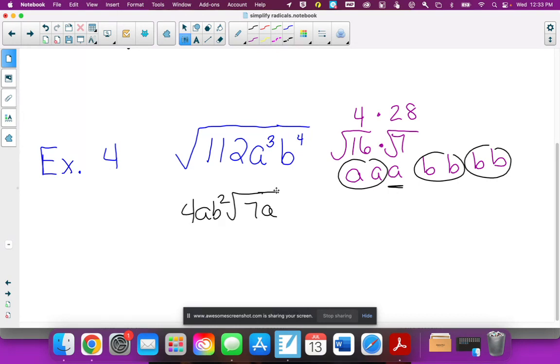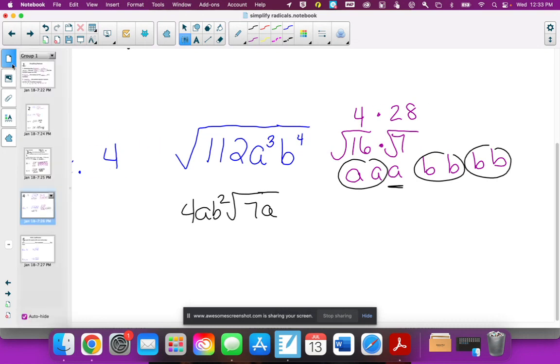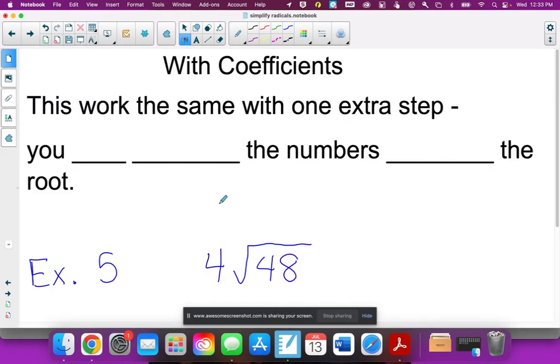Okay, and this is how we work with simplifying square roots. All right, got one last thing to show you. And again, it's the same exact stuff. It just adds one more piece to a problem. Okay, basically, when I have coefficients with my square roots. So all right, basically what happens is that you're going to end up multiplying, okay?